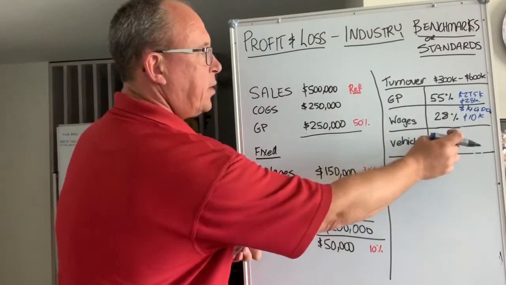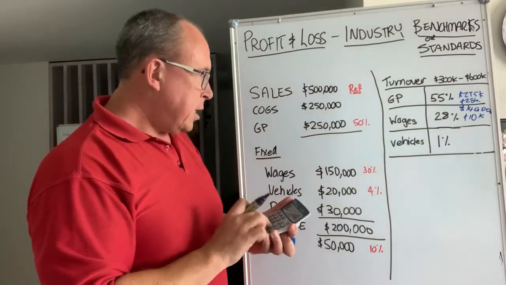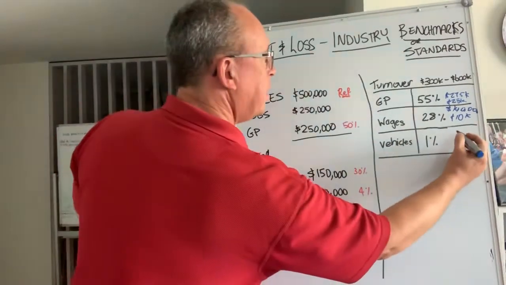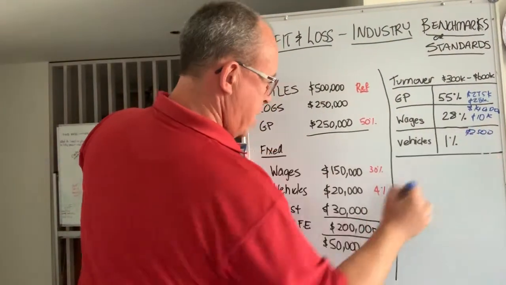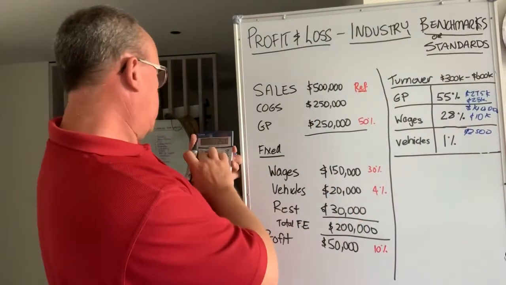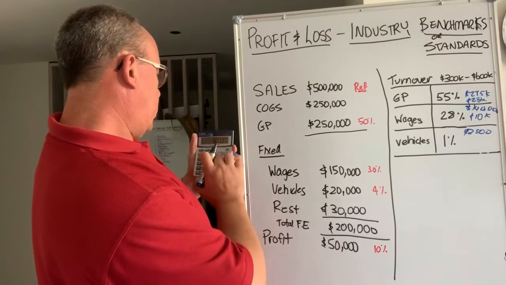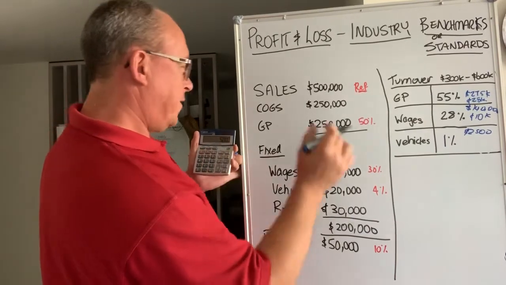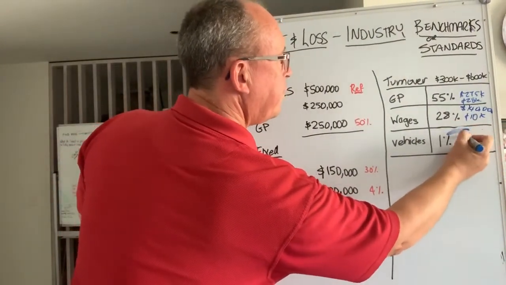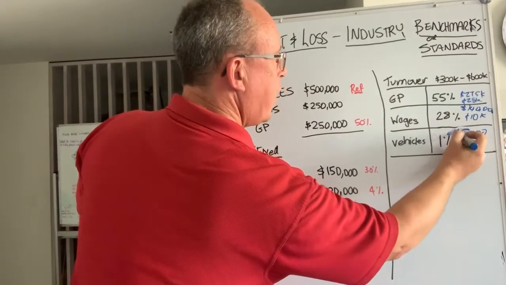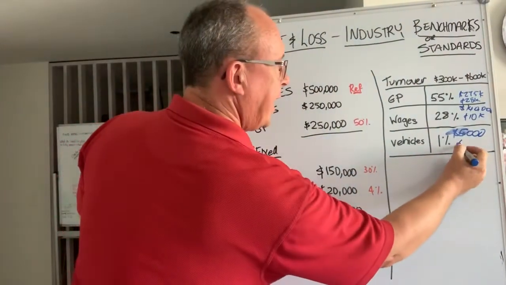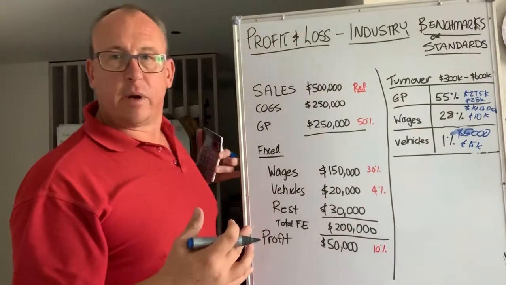So if we were where the rest of the benchmark is, 500,000 times 1% equals 2,500. And we're running at 20,000, that's way over the top. Let me just check that again. 500,000 times 1% is 5,000. It should be 5,000. 1% of our sales is 5,000. We're running it at 20. So we are, again, 15K higher than everyone else in the industry on average.